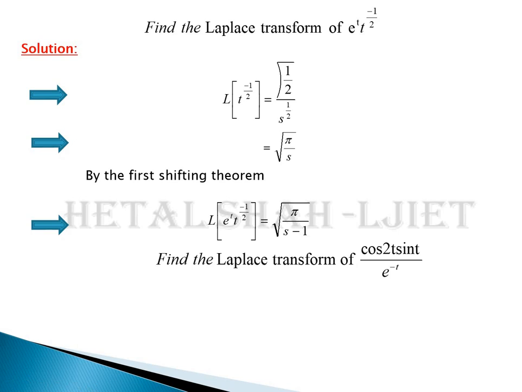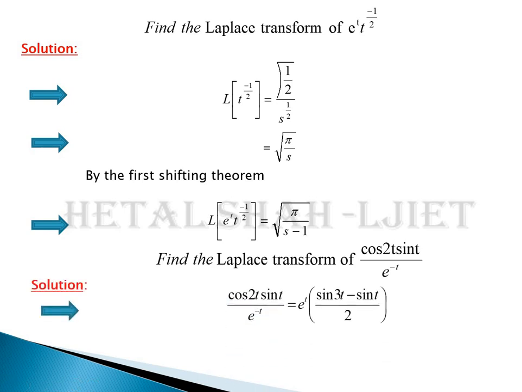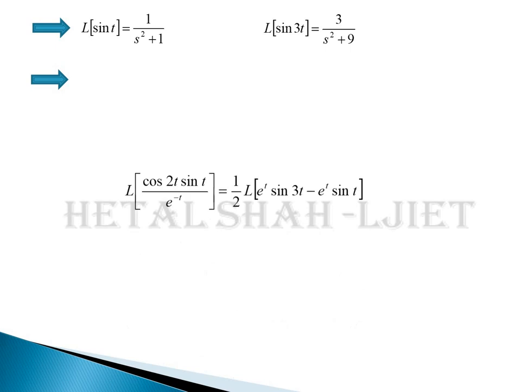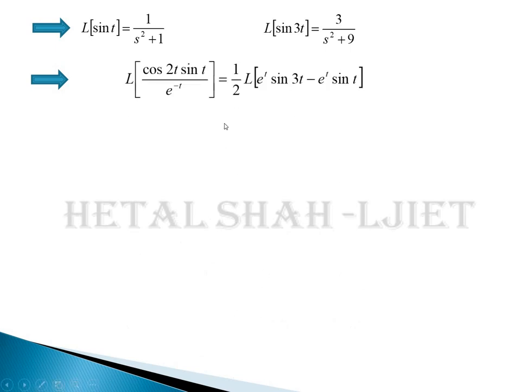For the next example, find the Laplace transform of cos 2t sin t upon e raised to minus t. So multiply and divide by 2 and apply the 2 cos A sin B formula, and the Laplace of here is 1 half e raised to t into sin 3t minus sin t. So Laplace of sin t is 1 upon s square plus 1, sin 3t is 3 upon s square plus 9. So Laplace of cos 2t sin t upon e raised to minus t is equal to this.